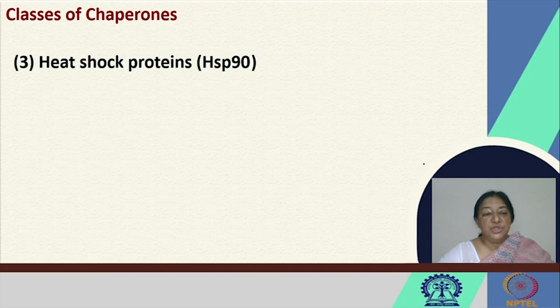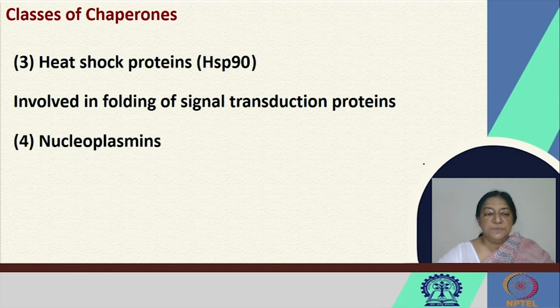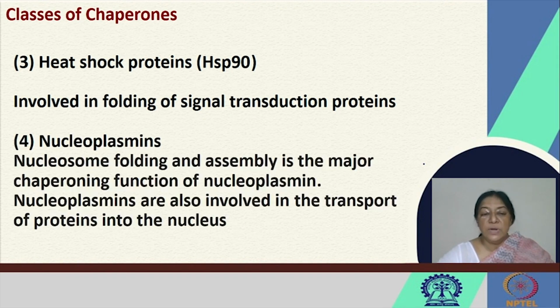We have the heat shock protein HSP90. This is involved in the folding of the signal transduction proteins. And we have the nucleoplasmins. The nucleosome folding and assembly is the major chaperoning function of the nucleoplasmin. And the nucleoplasmins are also involved in the transport of proteins into the nucleus for their specific function and activity.